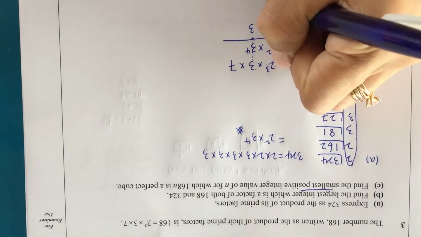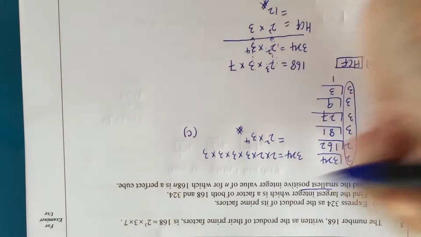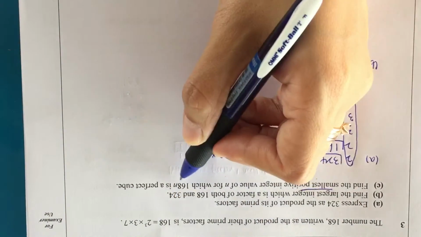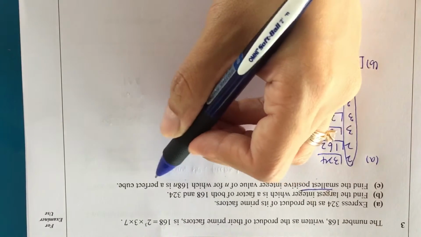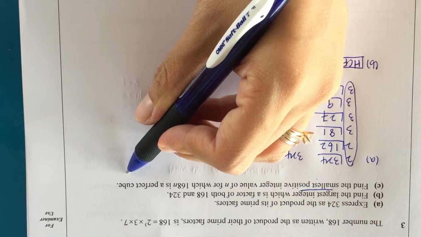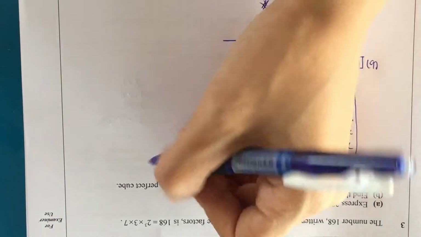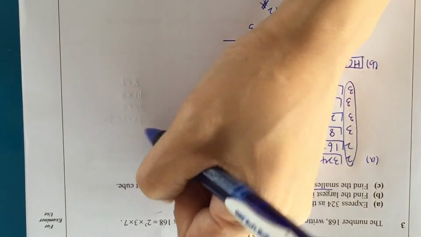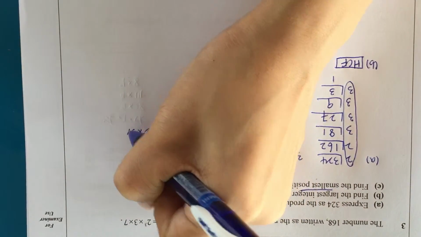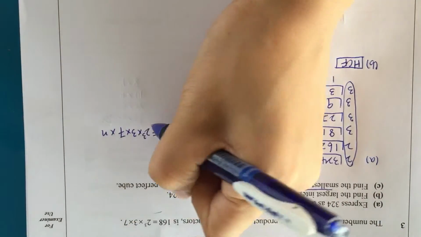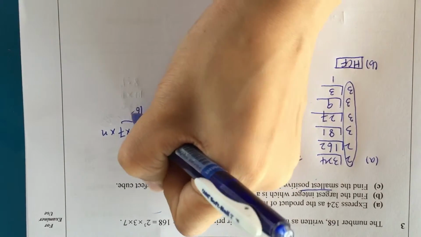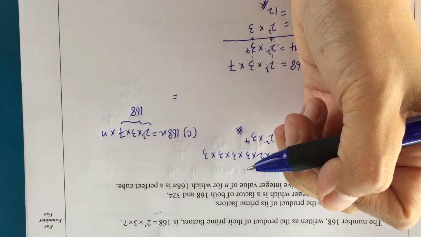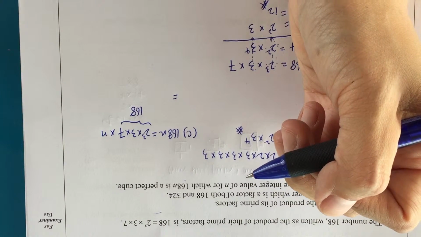Okay, let's look at part C now. Okay, I want to find the smallest positive integer value n, which will make my 168 times n a perfect cube, a number that I can take cube root nicely. So here, 168n is the same as rewriting this 2 cubed times 3 times 7 times n. Here I know this is my 168. Okay, I want to be able to split this number into 3 groups, 3 equal groups.